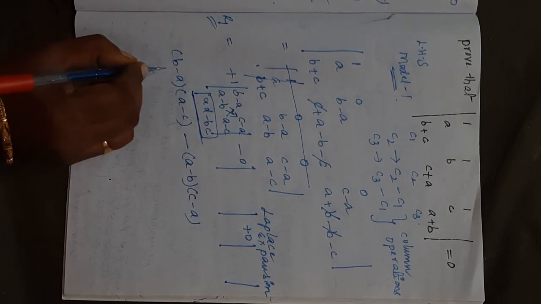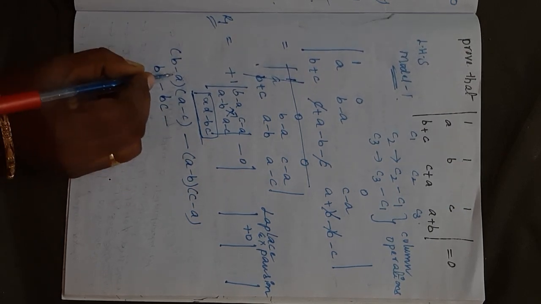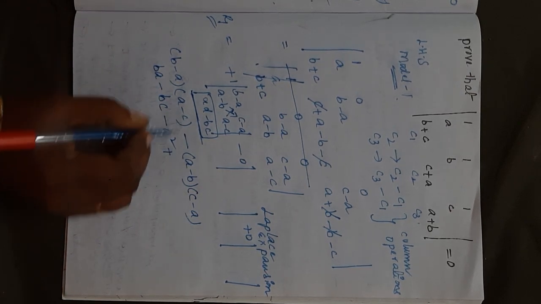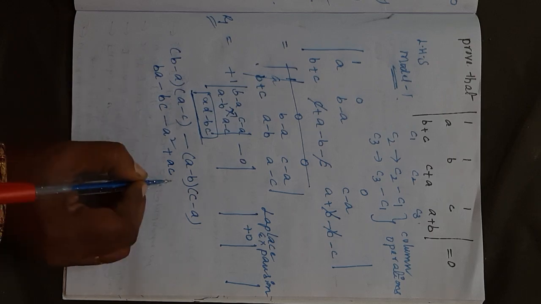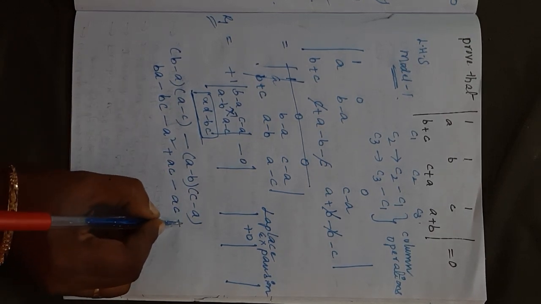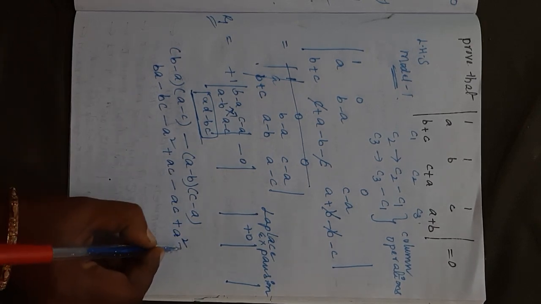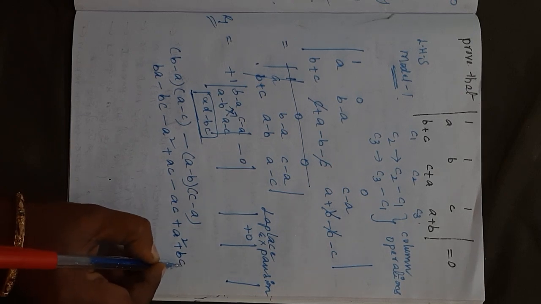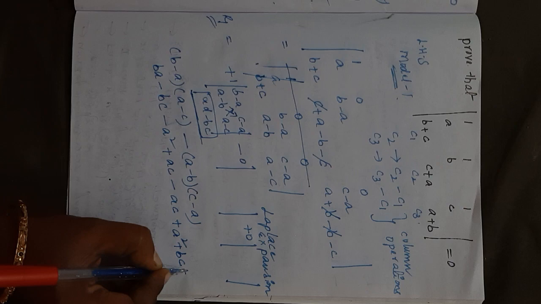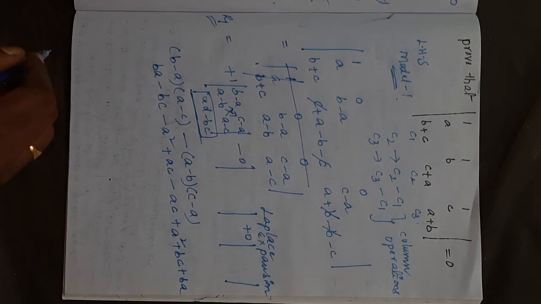B into A is BA, minus B into C is BC, minus A into A is A square, minus into minus is plus, A into C is AC, minus A into C is AC again, minus into minus plus, A into A is A square, minus into minus plus, B into C is BC, minus into plus is minus, minus into minus is again plus, B into A is BA. So like this you have to multiply.